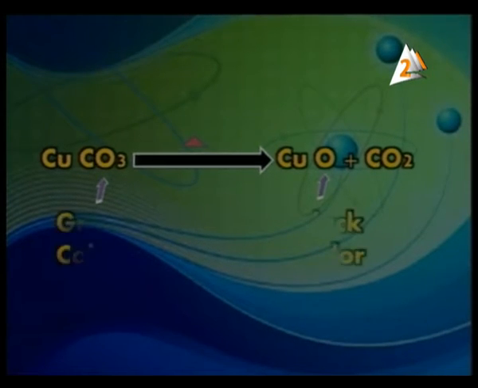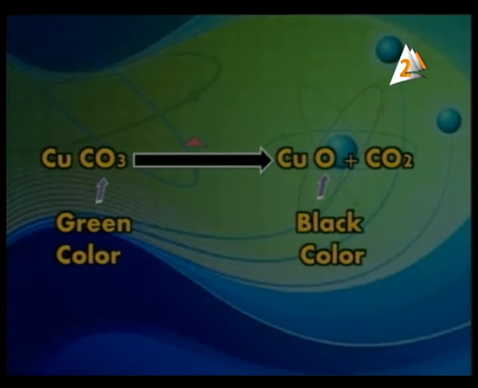The color, is it changed? Sure. From green color, CuCO3, to black color, CuO. The color is very important, green to black. Also, we have a black color, black metal oxide. I know it. And I hear students say copper oxide, CuO.